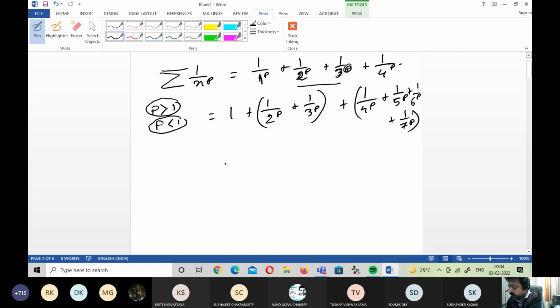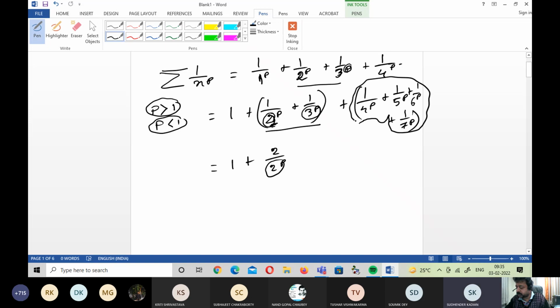Make a group. Now if you make this group, if p is greater than 1, then 1 by 2 to the power p is less than 1 by 3 to the power p. So for every possibility, you can write 1 plus 2 by 2 to the power p if you take the smaller denominator. If you compare these terms, consider these 4 terms. If p is greater than 1, then 3 to the power p will be greater.